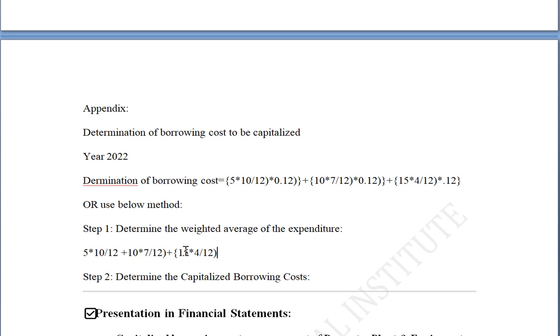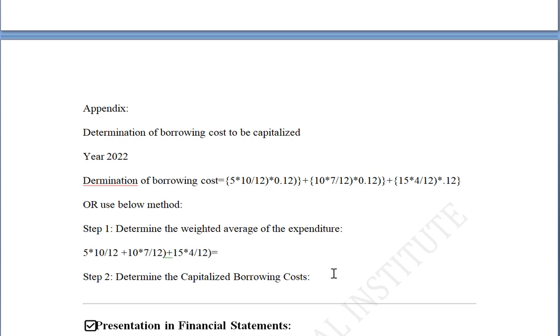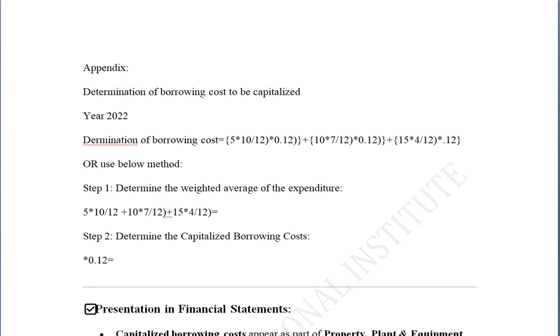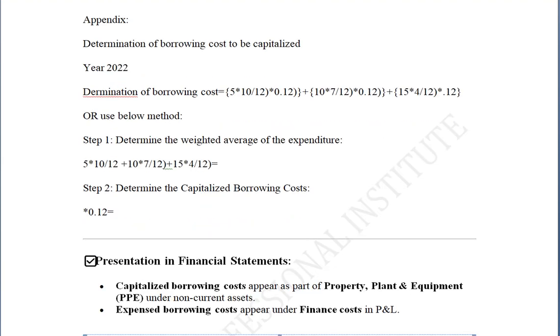So whatever you have equals to, I don't know what you are going to get, but you have to get it. I'm not with my calculator. It is you that will help me to do it, and that is that for that. Then step 2 now, we're told that whatever you have in step 1, you multiply it by the general borrowing rate, which is 0.12, and then whatever you have will be the capitalized borrowing cost. Please take note, it's as simple as this. There is nothing difficult in borrowing cost.